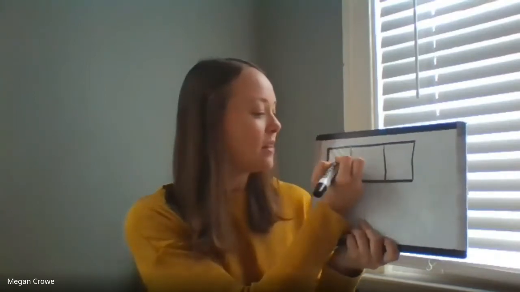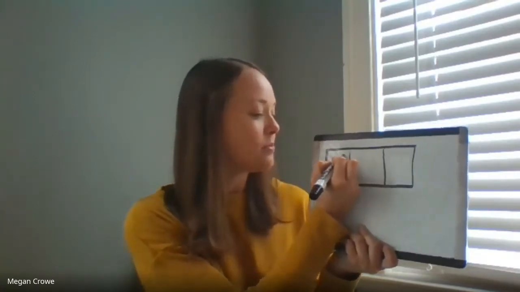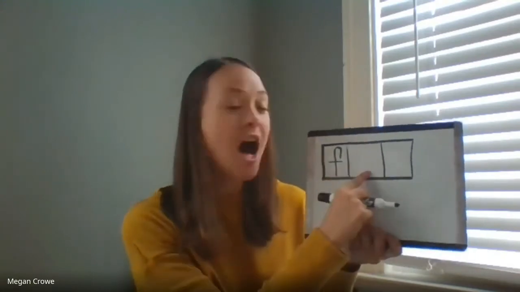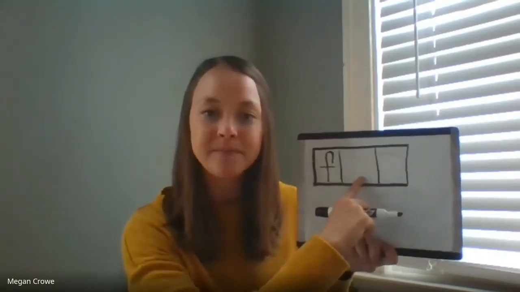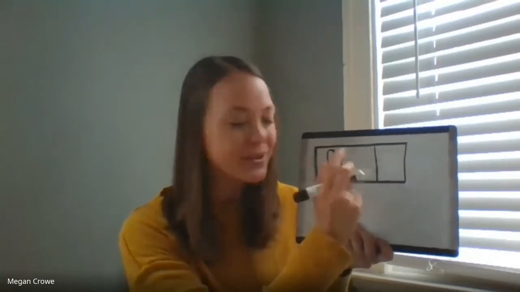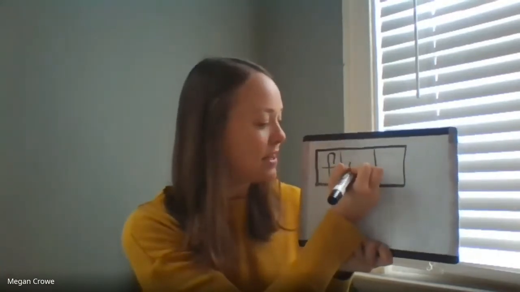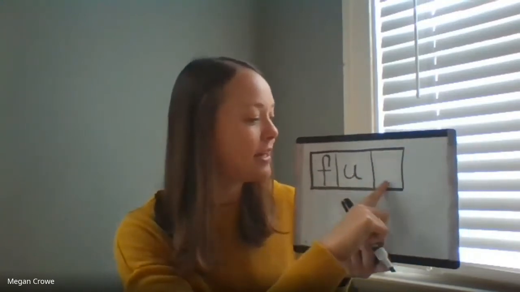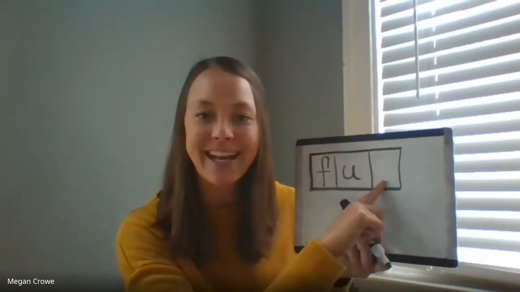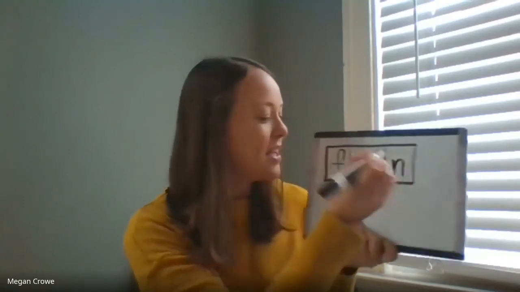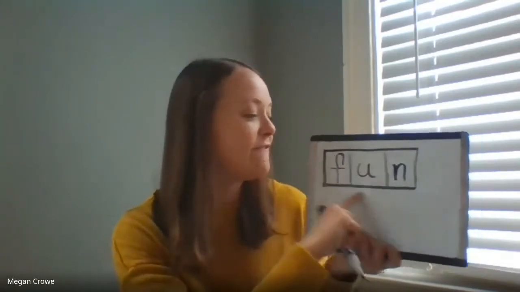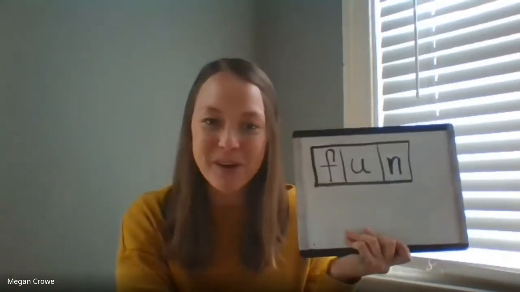So to write my lowercase f, remember I'm going to swing up and down and draw a line across. What says uh? It's the short U. Good job. So I'm going to write a U in this box. And then let's see what we hear at the end. Do you know what it says? N. It's the letter N. Nice job. So let's sound it out to check it. Fun. You just spelled the word fun.